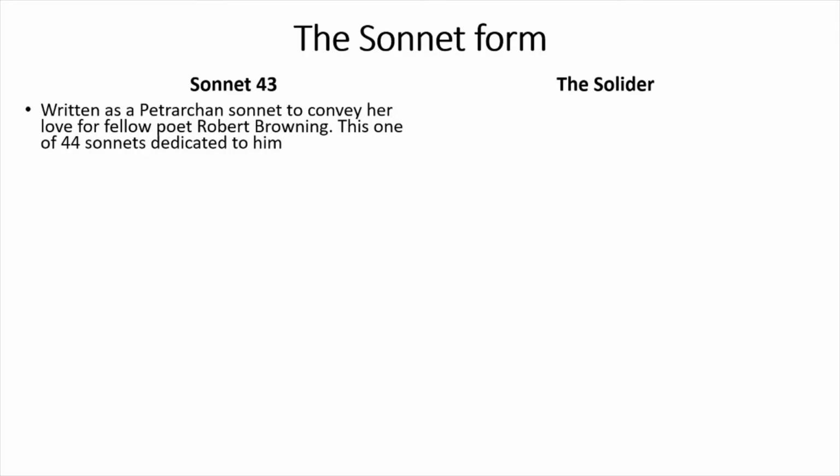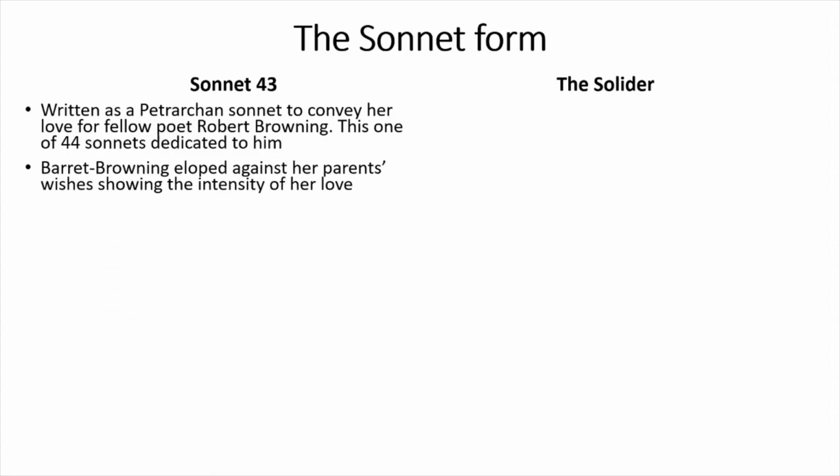Now, Sonnet 43 uses the sonnet form as it traditionally should be used, as a love poem to a particular person. And this is written in what's called the Petrarchan sonnet form, and it's written to convey her love for fellow poet Robert Browning. Now, this is one of 44 sonnets dedicated to him, which shows the intensity of their love. She actually eloped against her parents' wishes with Robert Browning, which again shows the intensity of their love and just how important their love was to her.